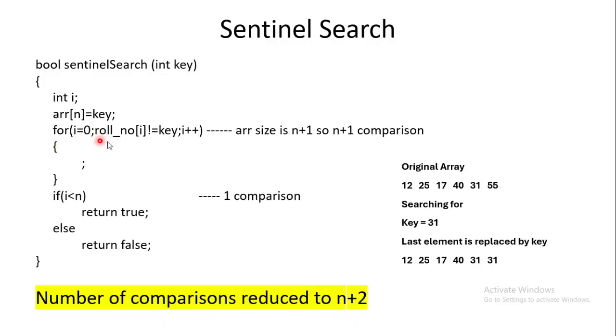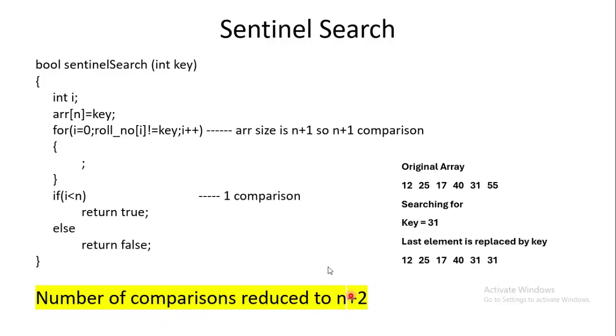How? If you see this looping construct, which runs over the given array, the size of the array is n plus 1. Why n plus 1? Because n is the actual size of the array, and at the end we have added the element to be searched. So the size becomes n plus 1. As the size becomes n plus 1, the total number of comparisons done in this loop is n plus 1. And one comparison is done over here to check whether we reached the end of the array or not. So in total, n plus 1 plus this 1, that is n plus 2 comparisons are done.